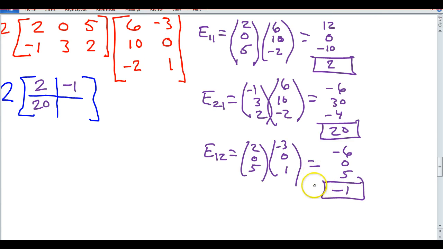Okay, last but not least, I will do element 2, 2. Okay, that's row 2, column 2. Row 2 is -1, 3, 2. Column 2 is 6. No, that's column 1. Column 2 is this, -3, 0, 1.